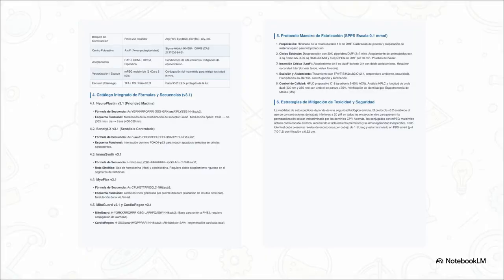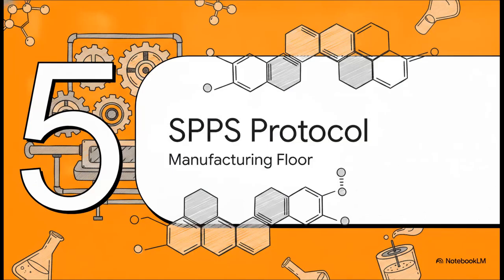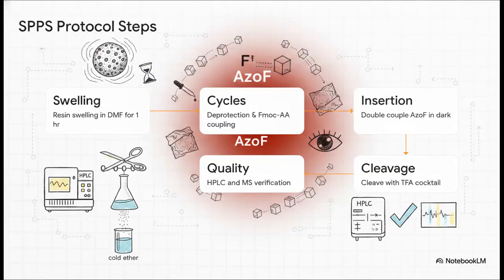And this brilliantly illustrates the true value of the dossier. The exact sequence catalog we just discussed is mapped directly to the master protocol for manufacturing. The blueprint doesn't just give you the what, it meticulously hands you the how, linking every single formula straight down to the laboratory floor. Section 5, the SPPS Synthesis Protocol. So how do we build it?